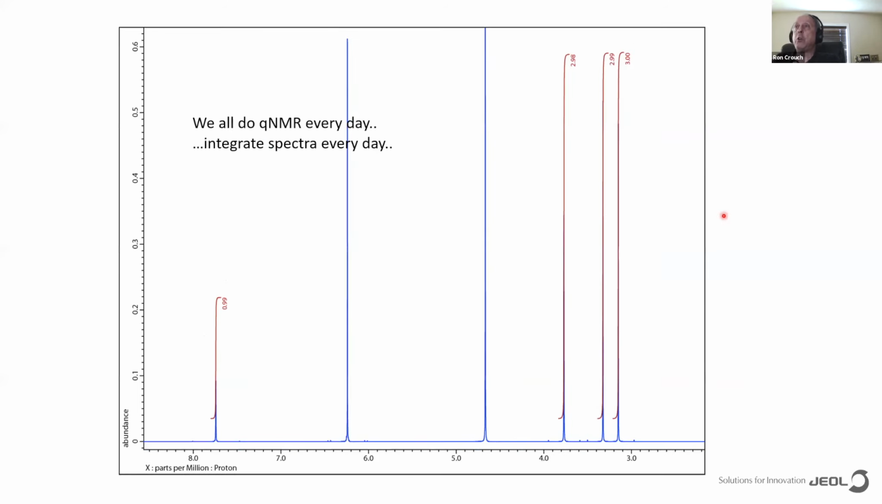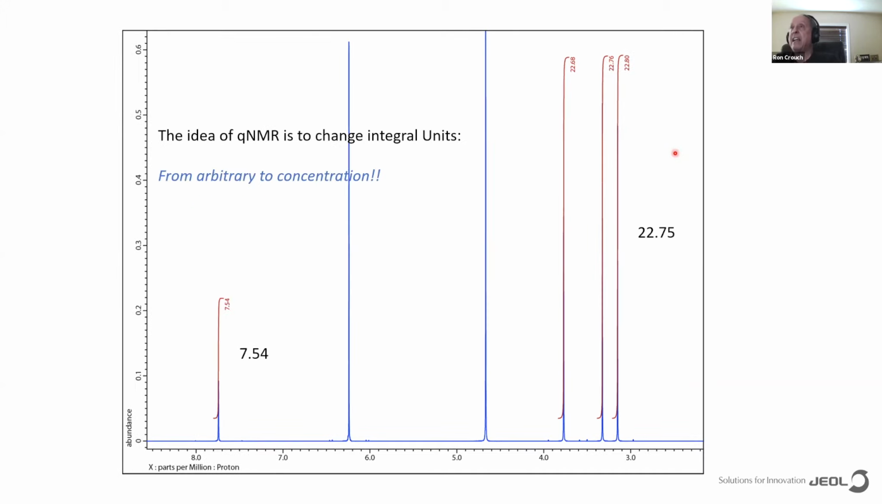Well, we do qNMR every day. We integrate spectra after all, but when we do the integration, it's usually for the purpose of determining multiplicity, 1 to 2 to 2 to 3, et cetera, that sort of thing. But the idea of qNMR really is to change the integral units from something that is arbitrary to actual concentration. So wouldn't it be nice if we could just integrate this peak? And the answer is 22.75 millimolar. Well, and if you know it, we know purity.